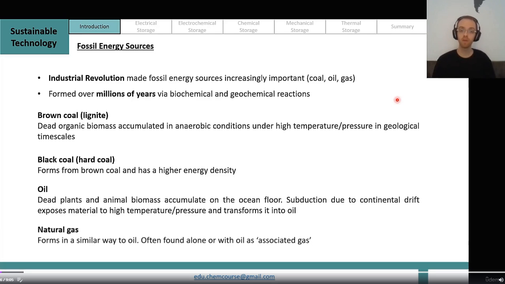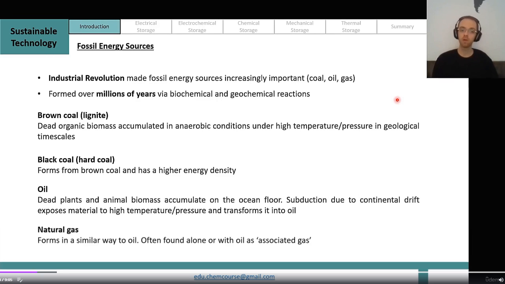The most common fossil energy sources I've listed here. This is, for example, brown coal, or so-called lignite, which originates from dead organic biomass accumulated in anaerobic conditions under high pressure and temperature in geological timescales again. Black coal, or so-called hard coal, is formed when the brown coal has a higher energy density. So the brown coal is again pressed even more. It will convert eventually to black coal.